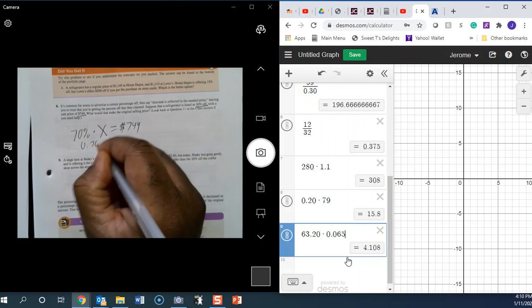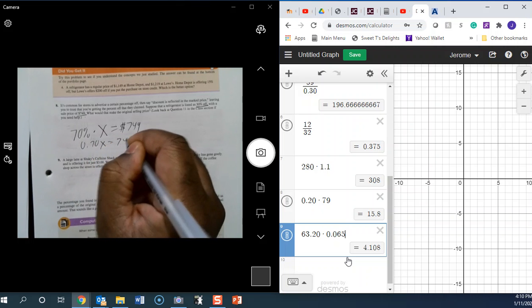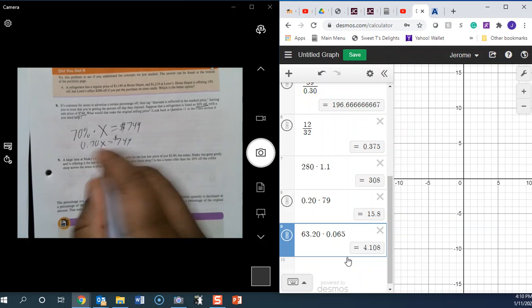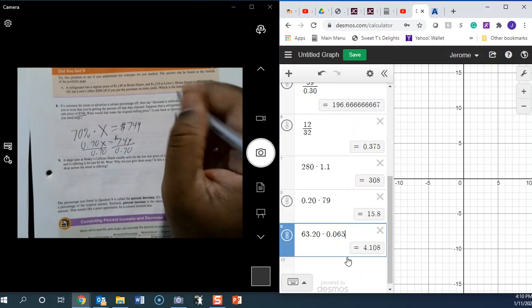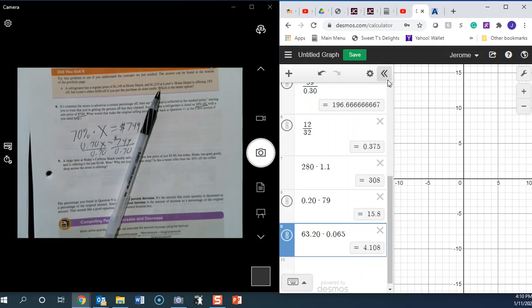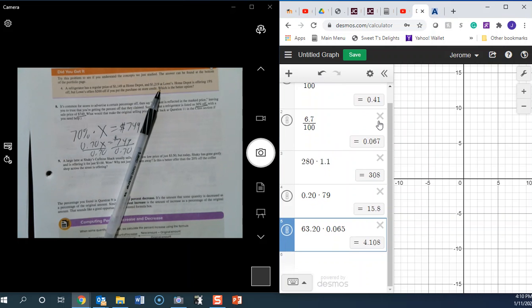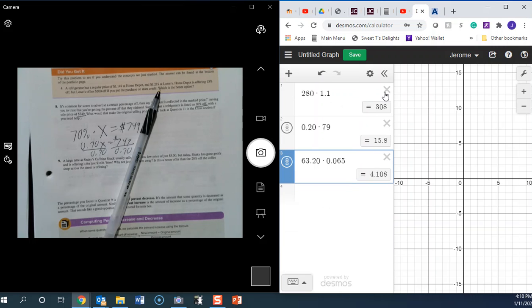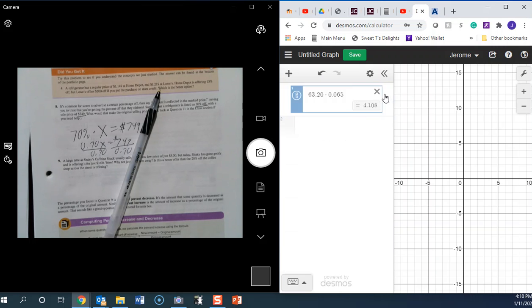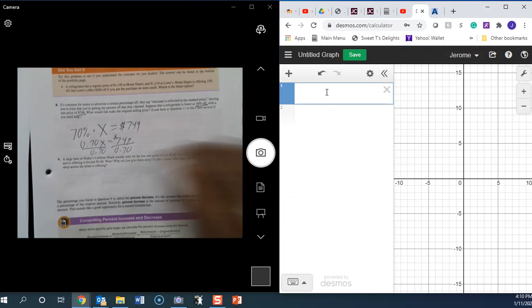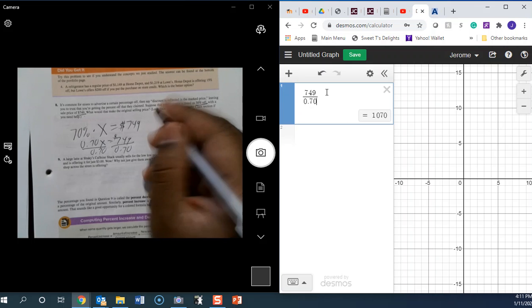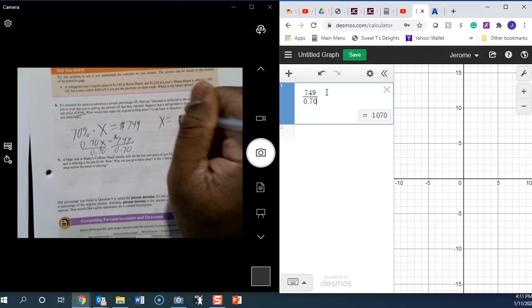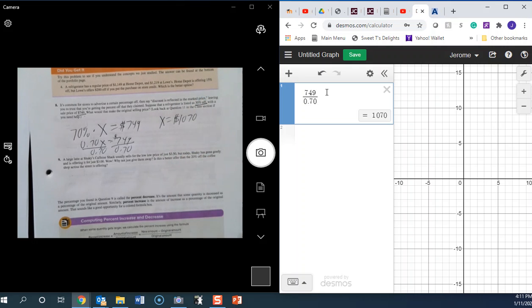So this will become 0.70 x equals 749. Now you divide each side by 0.70. So we could put this in our calculator. So we have 749 divided by 0.70. So that'll give us x would equal $1,070.